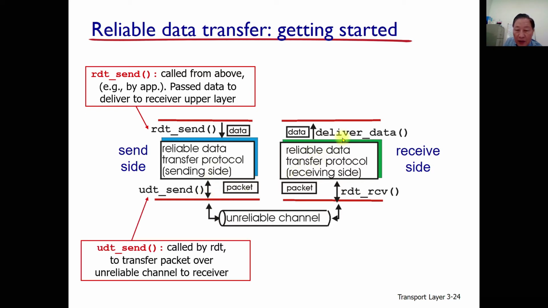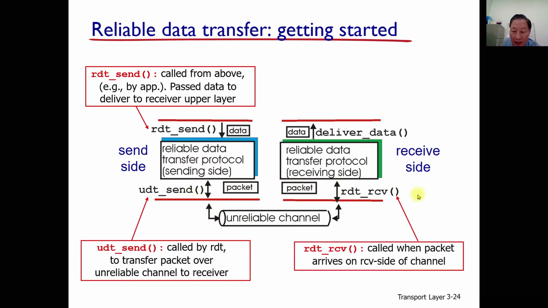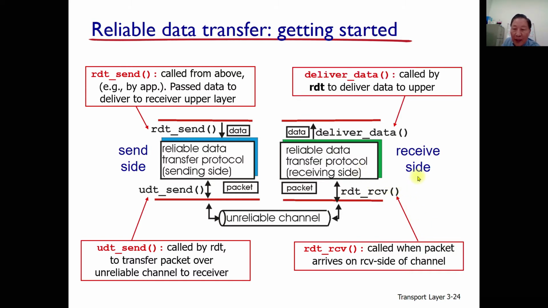And this one is calling the UDT send primitive function to transfer a packet over the unreliable channel to the receiver. And on the receiving side, this RDT receive is called when a packet arrives on the receive side of the channel. And after that, the deliver data function will be called by RDT to deliver data to the upper layer.